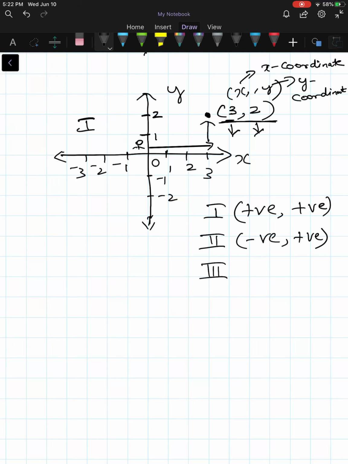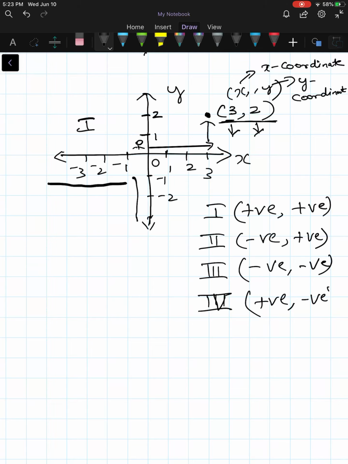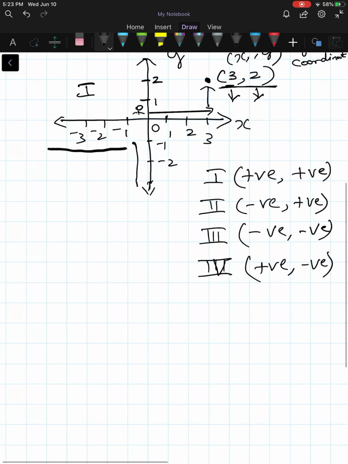And the third quadrant will have all the points on the x-axis taking negative values and all the points on the y-axis taking negative as well. So it is negative comma negative. And fourth is x-axis taking positive value and y-axis negative. So this is how you will have the signs of the points if you represent them on a coordinate plane.